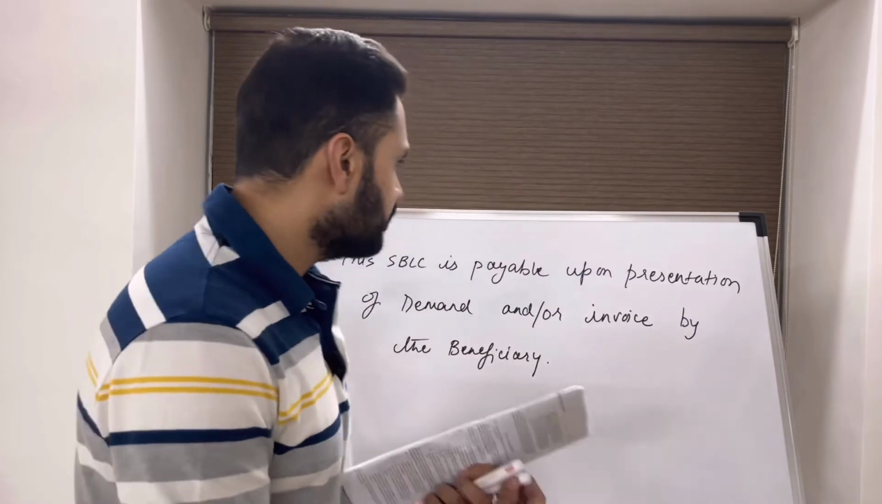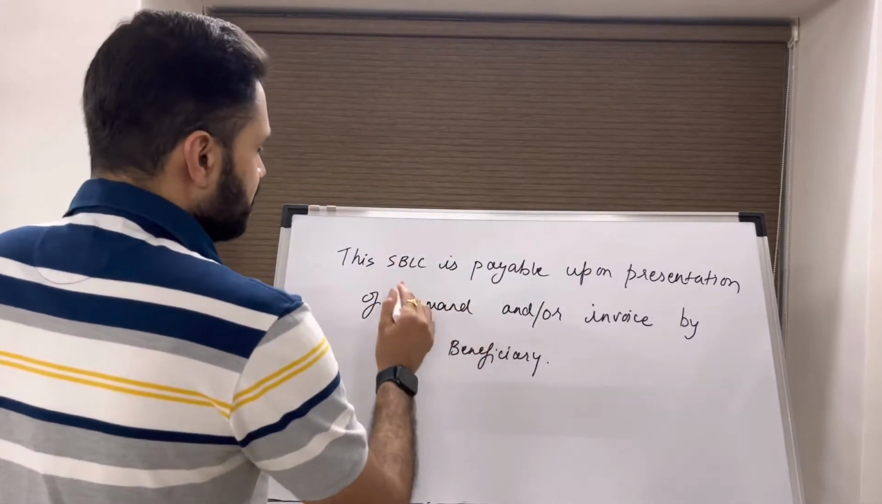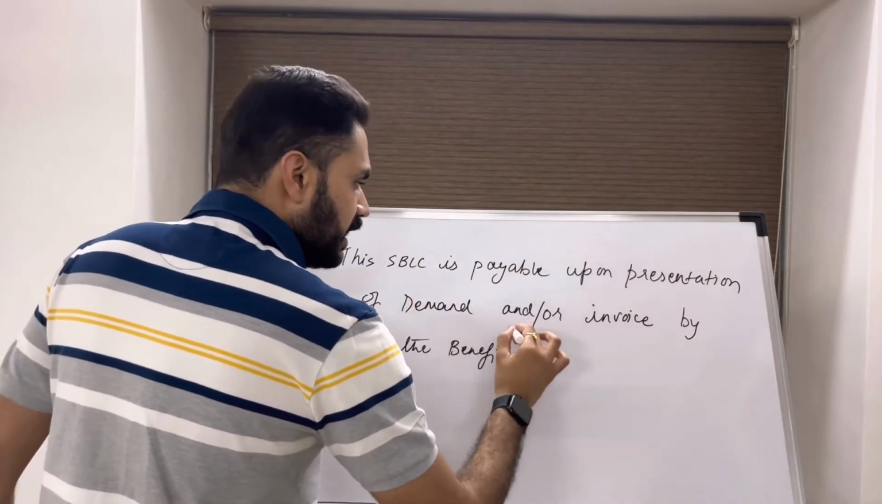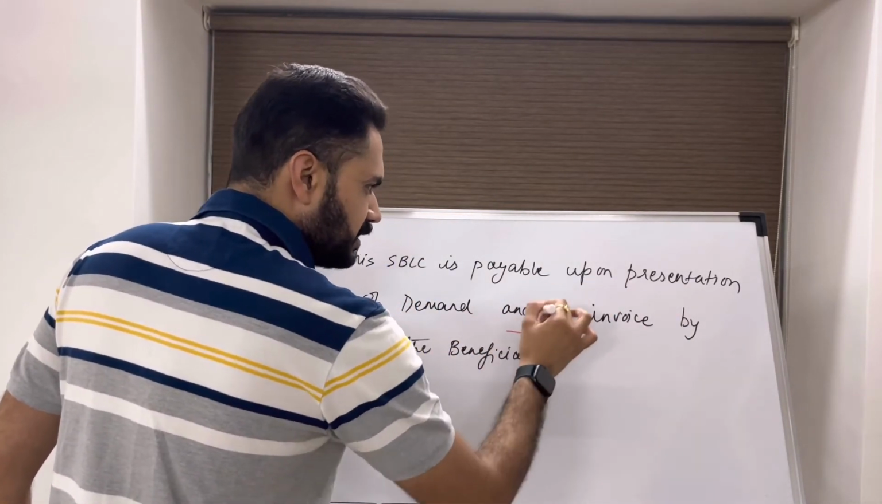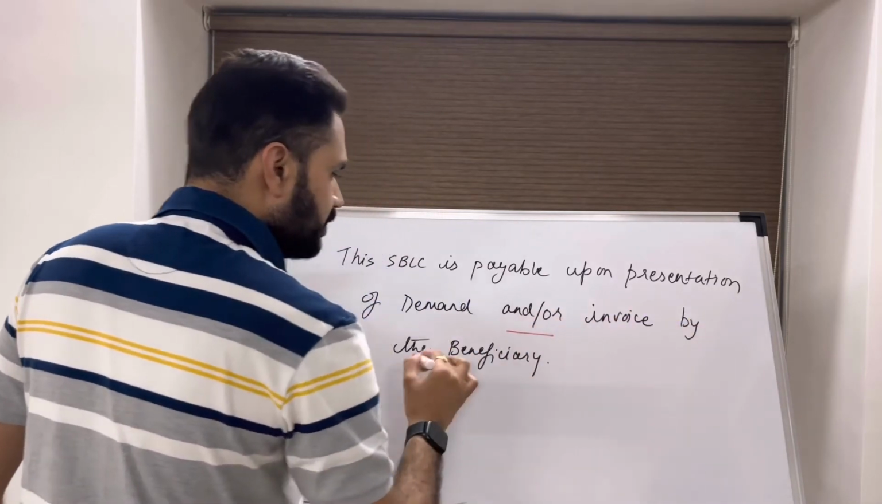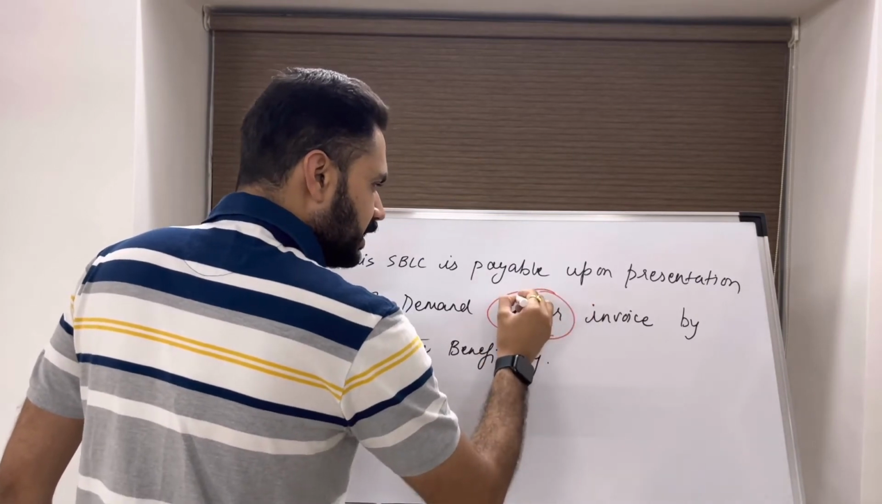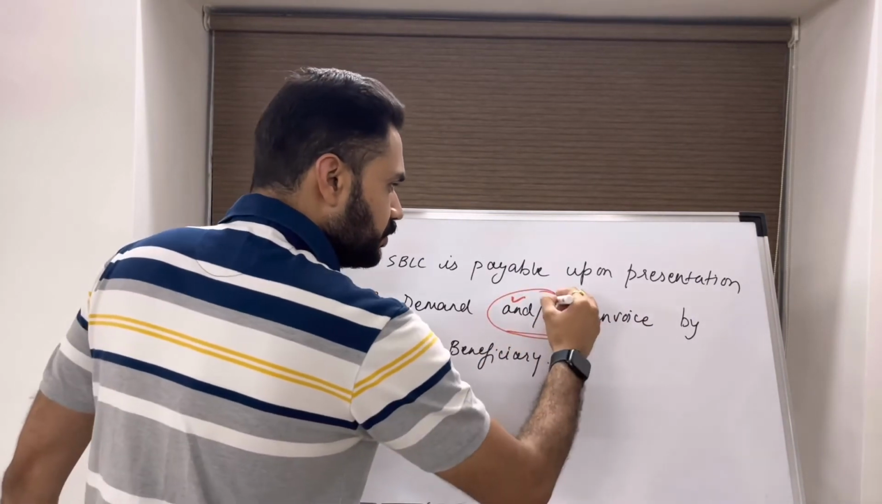Now, there are a few terms which can be disregarded or which have a specific meaning, which are covered in this article. Let's look at those terms. Next is 1.10b. Let's try to understand what it says with an example. The SBLC says this SBLC is payable upon presentation of demand and/or invoice by the beneficiary. You are writing and, as well as using the word or.